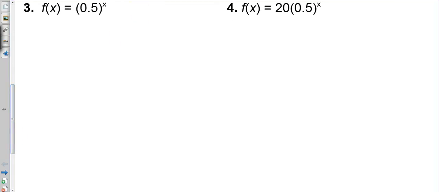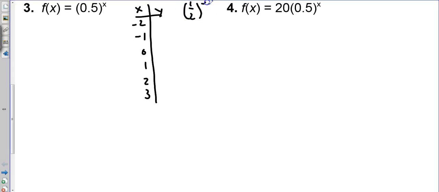So let's make our T-chart. When you make the T-chart, you get an x and a y. We're going to plug in some values: -2, -1, 0, 1, 2, and 3. So 0.5 to the -2 means you've got 1/2 to the -2. Negative tells me to flip, so I actually get 2 squared over 1 squared, technically, but that's going to give me a 4.